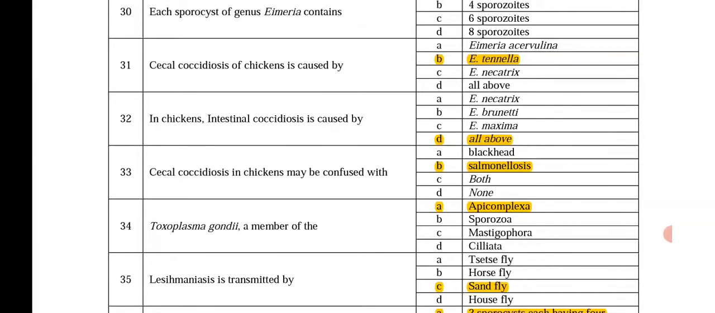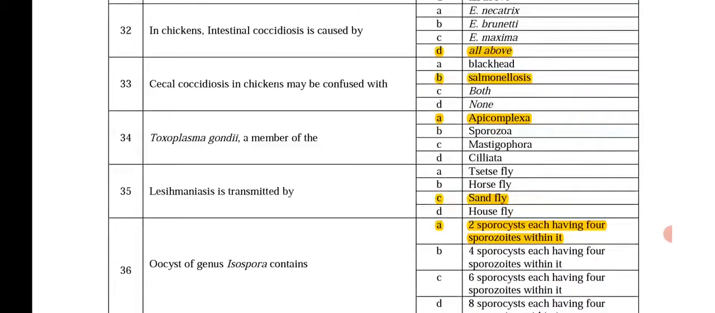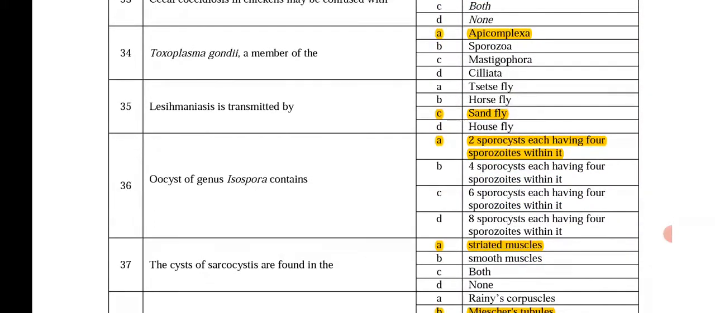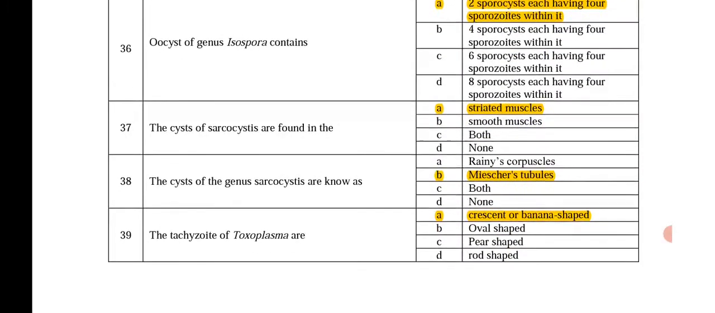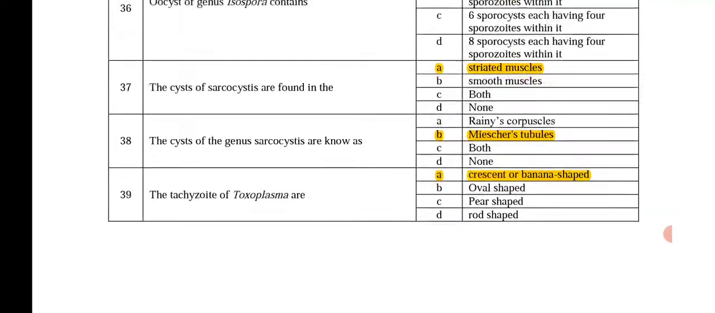Cecal coccidiosis in chicken may be confused with salmonellosis. Toxoplasma gondii, a member of Apicomplexa; Leishmania is transmitted by sandfly. Oocyst of genus Isospora contains 2 sporocysts, each having 4 sporozoites within it. The cysts of Sarcocystis are found in striated muscles. The cysts of genus Sarcocystis are known as Miescher's tubules.